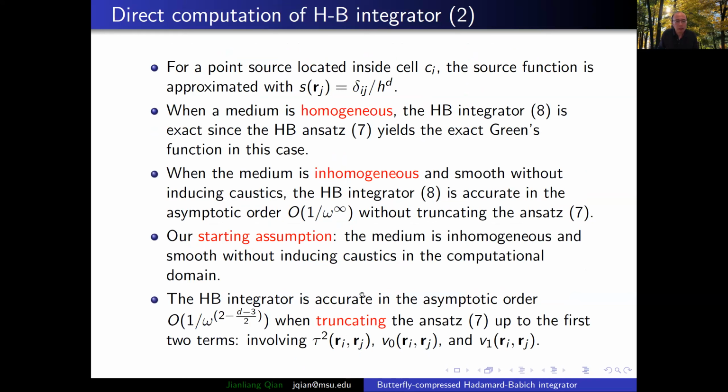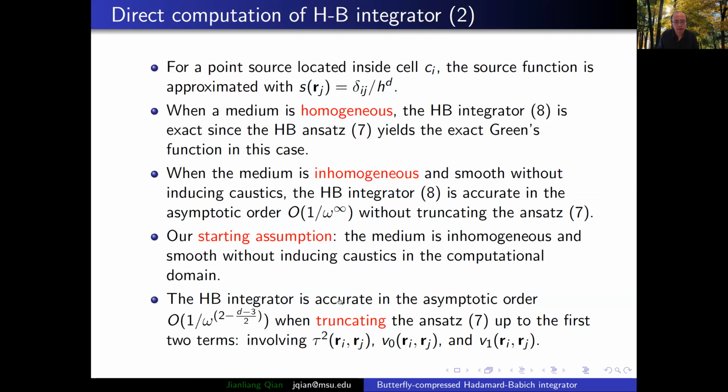Okay, so when the media is homogeneous, then we have an exact ansatz. The Hadamard-Babich integrator will be exact, and because it is an exact ansatz, the Green function will be exact. And when the media is inhomogeneous and smooth without inducing caustics, then this ansatz is accurate in the asymptotic order without truncating the ansatz. Okay, that is our starting assumption: that the media is inhomogeneous and smooth without inducing caustics.